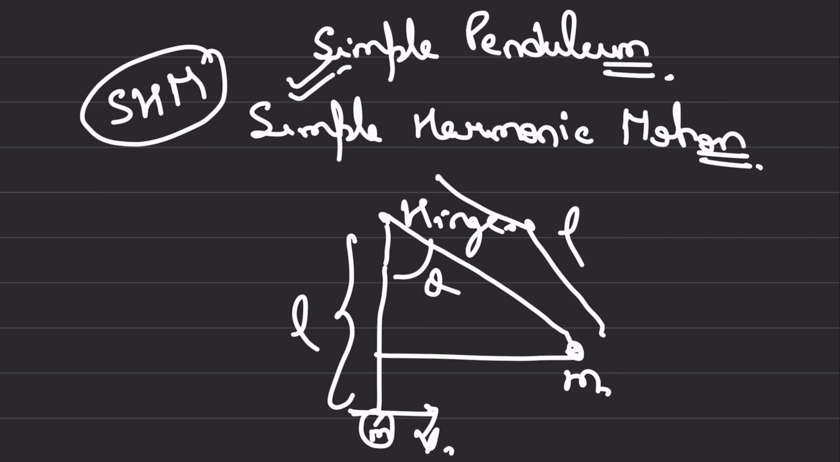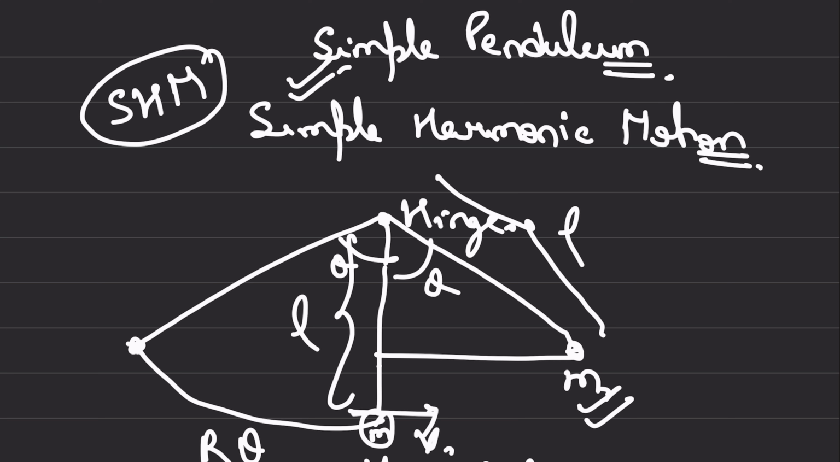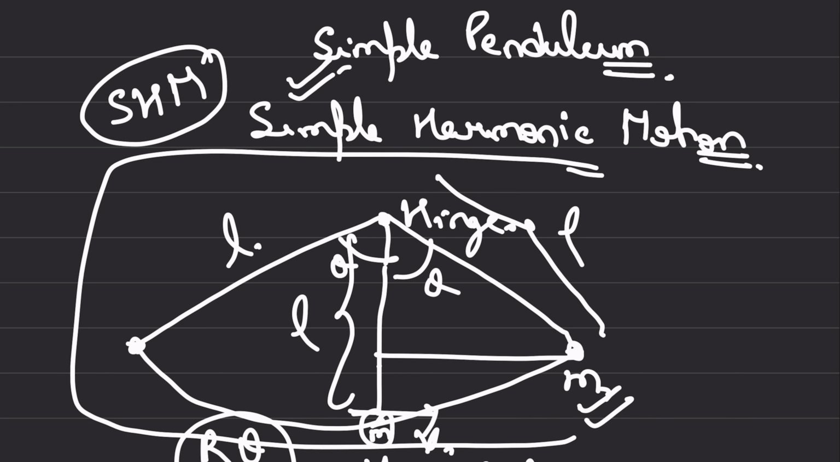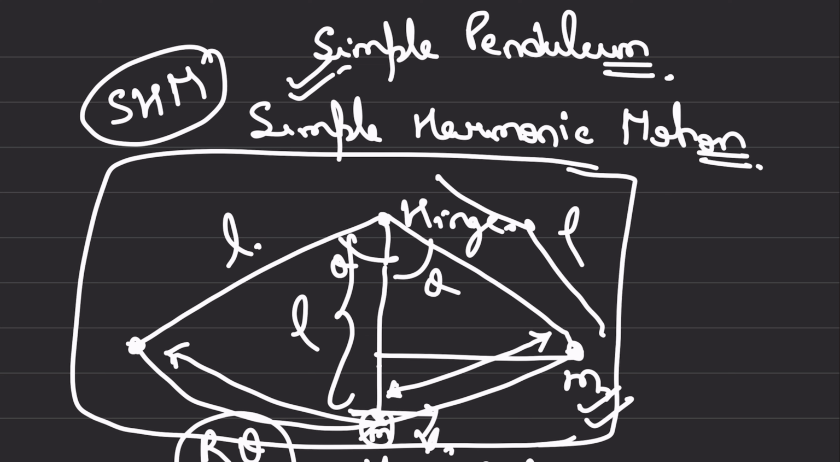When it is released again, it will reach the mean position. This is called the mean position, and again it will travel an angle of theta. This distance will be r into theta, or since the radius is L, L into theta. So it will travel this L theta distance again and reach this point. The time it takes to go from here to here will be equal to the time it takes to go from here to here.